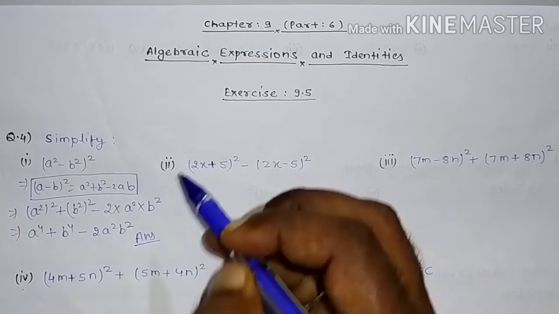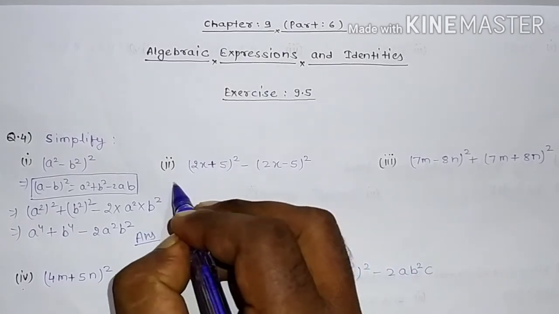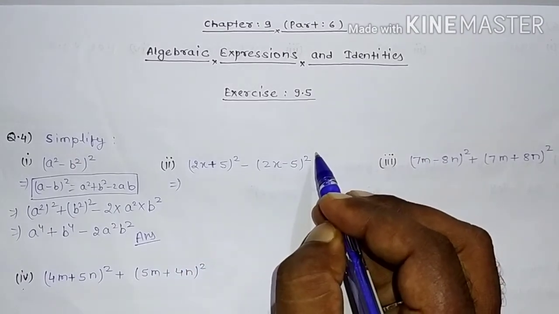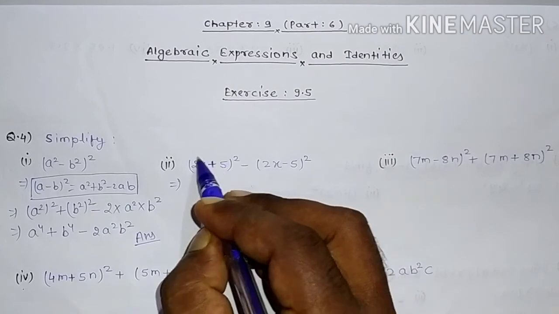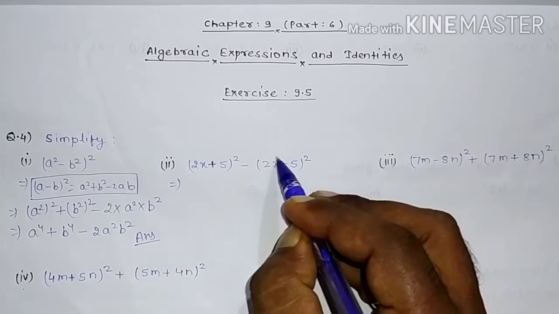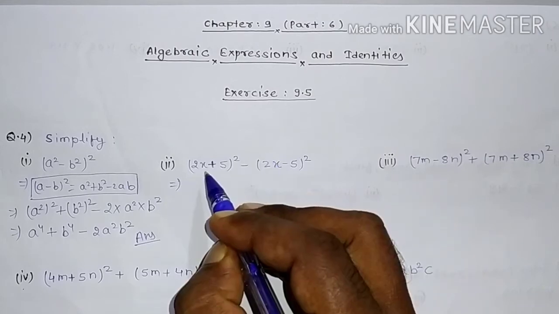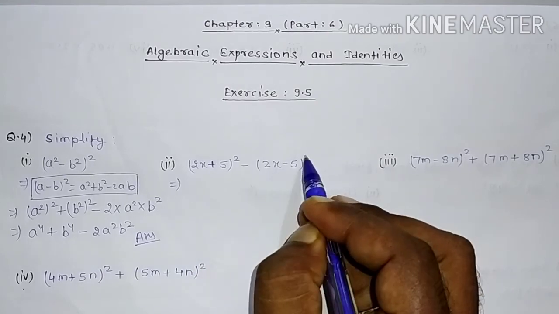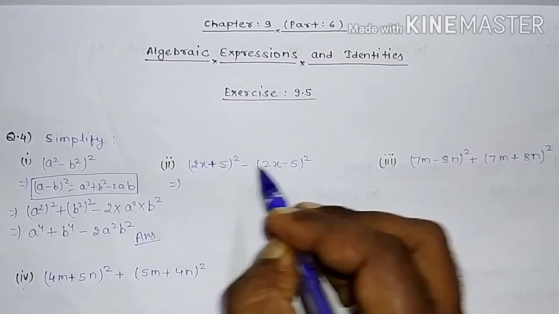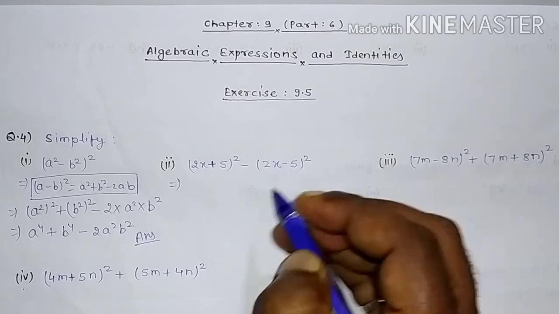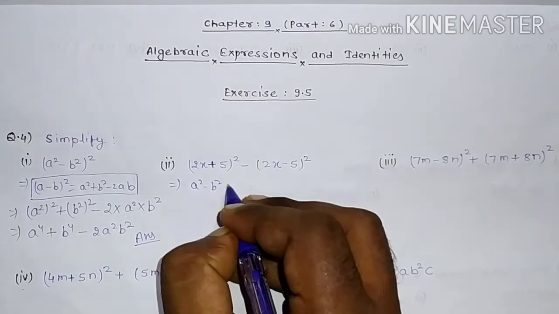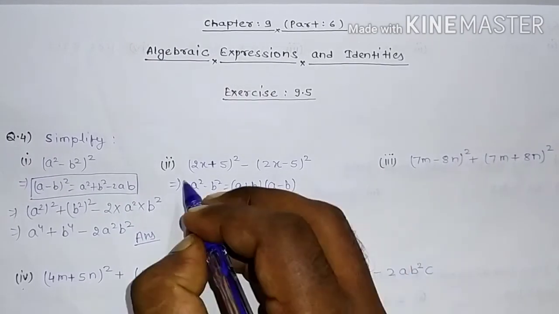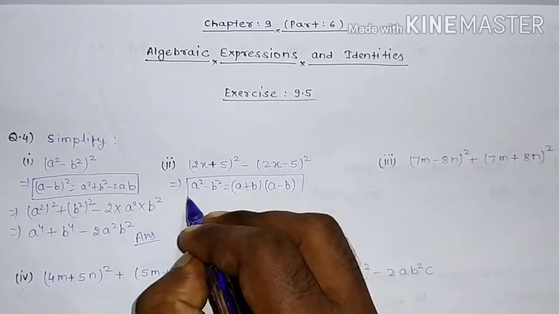Now the next question, that is question number 2. (2x plus 5) whole square minus (2x minus 5) whole square. So let 2x plus 5 equal a and 2x minus 5 equal b. Here the formula applied is a square minus b square, where a is equal to 2x plus 5 and b is equal to 2x minus 5. So the formula is a square minus b square equals (a plus b)(a minus b). This formula is applied here.